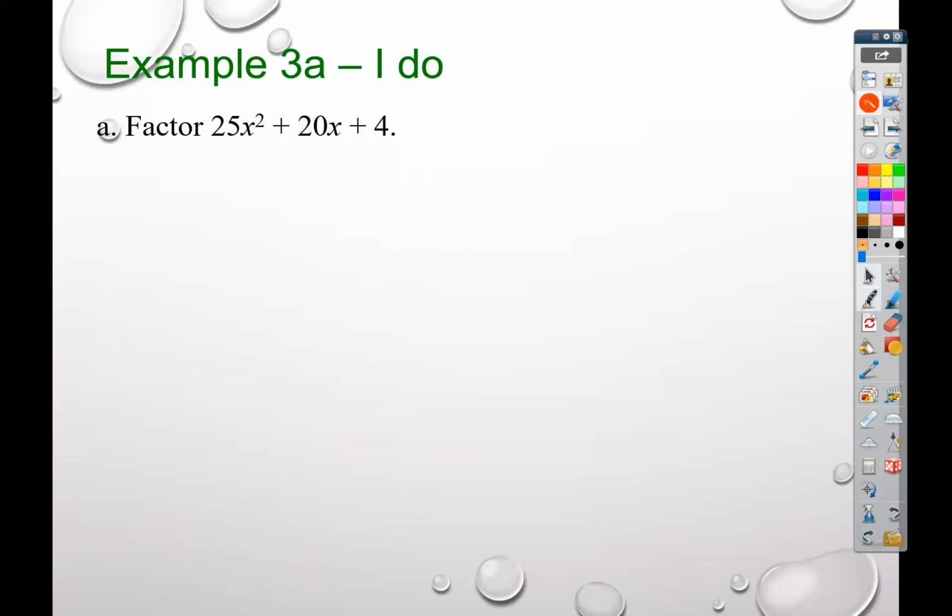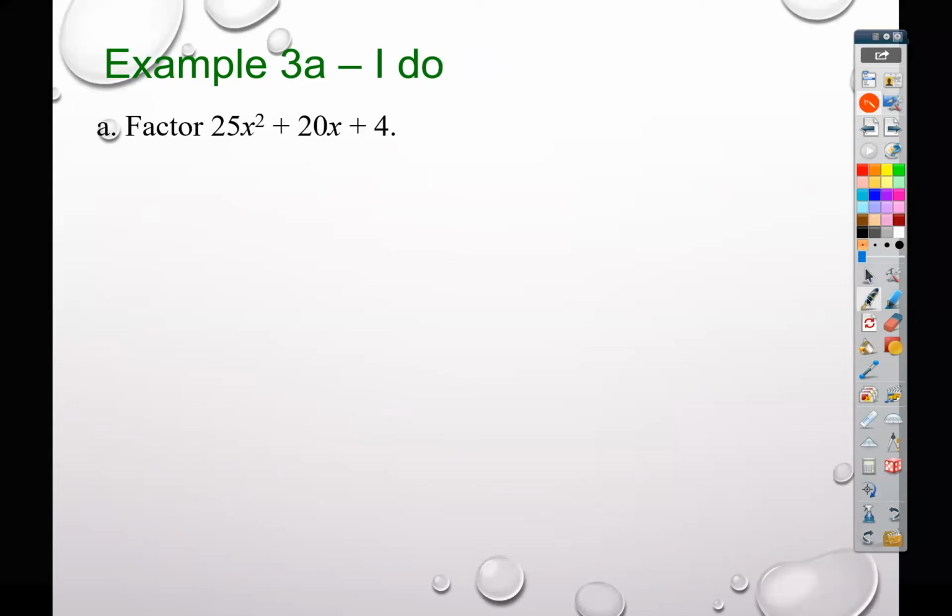Okay, so example 3, we're going to factor 25x squared plus 20x plus 4. This falls under the category of perfect square trinomials, but I'll show you why. What times what is 25x squared? 5x and 5x. What times what is 4? 2 and 2. We know both signs need to be positive. So let's check it and see if I can get it.